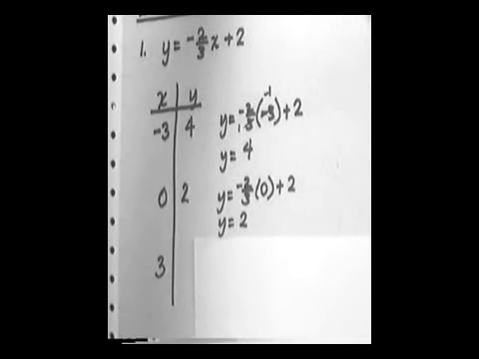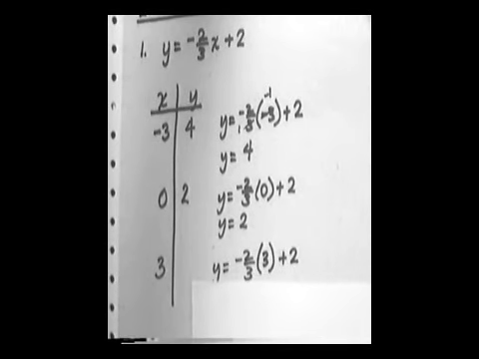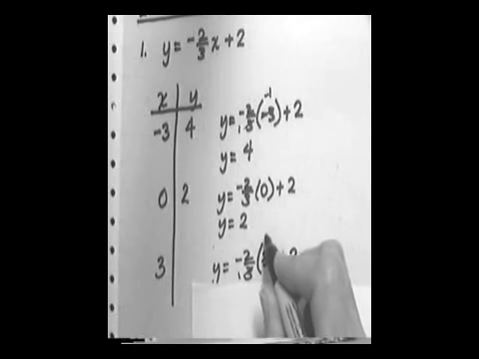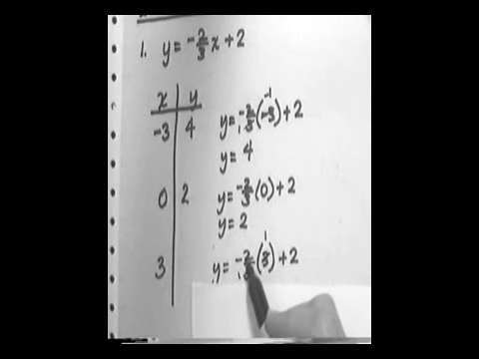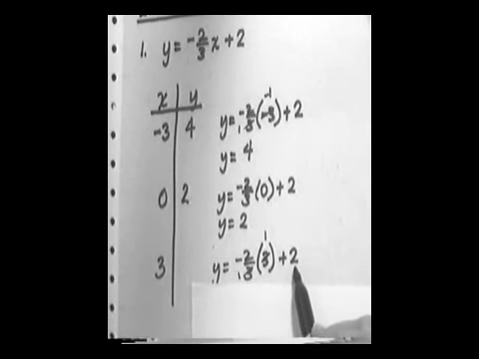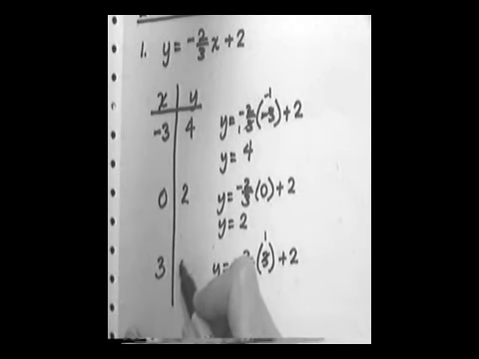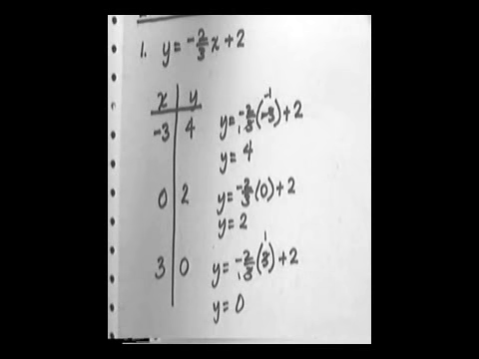Now I'll fill in 3. Y equals negative 2/3 times 3 plus 2. 3 goes into 3 once, and so I have negative 2 plus 2, which is 0, and I get 3, 0 as my ordered pair. So my 3 ordered pairs are negative 3, 4, 0, 2, and 3, 0.